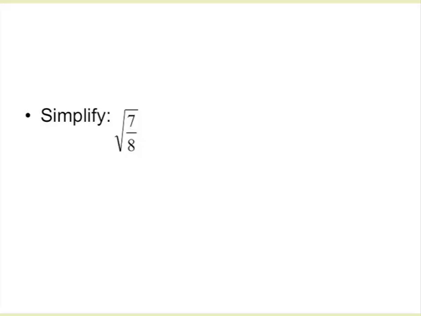All right, 7/8 does not reduce, so we separate it. Simplify each root individually. Does 7 break down? No, 7 is prime, so it can't break down. Does 8 break down? 4 and 2. The square root of 4 is 2. But we're still left with a square root on the bottom.